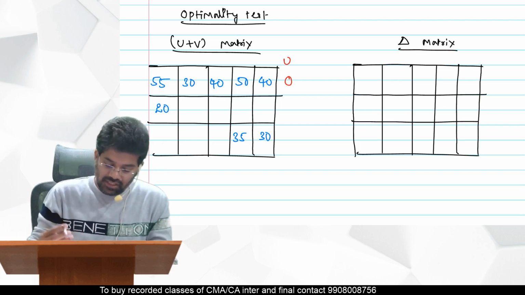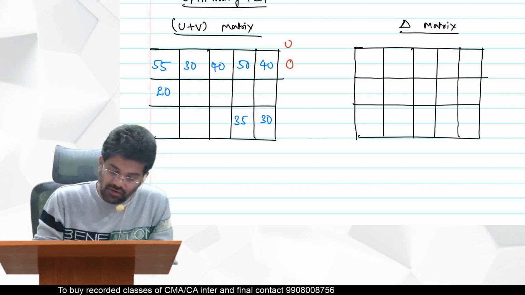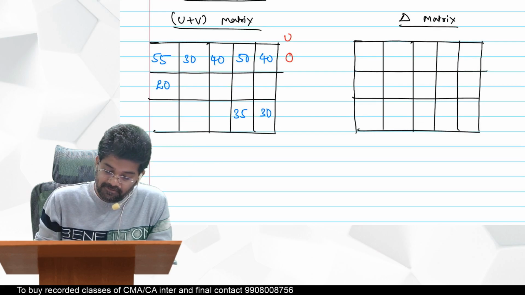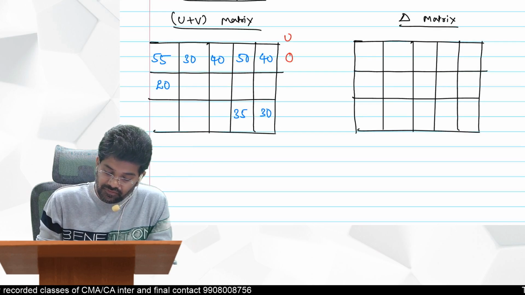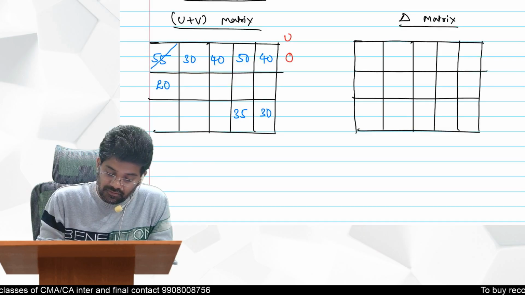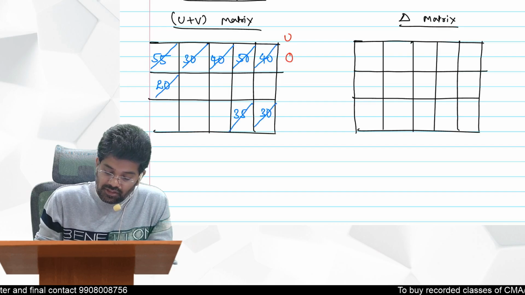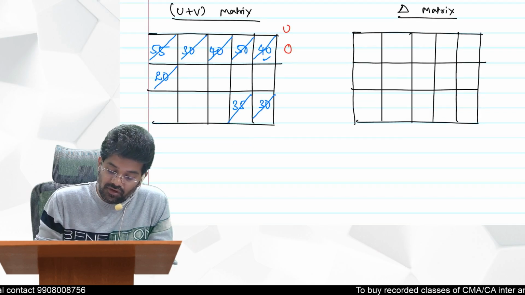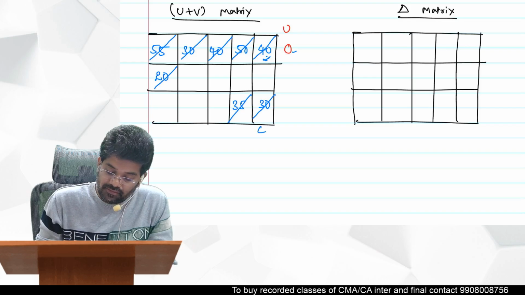So using this, we'll try to get u plus v values. First, these all are allocated, no? Using this I am getting, first this one I will use, cost I know 40, u value is 0. So what should be the v value to get cost 40? It should be 40. So 40 plus 0 is equal to 40.